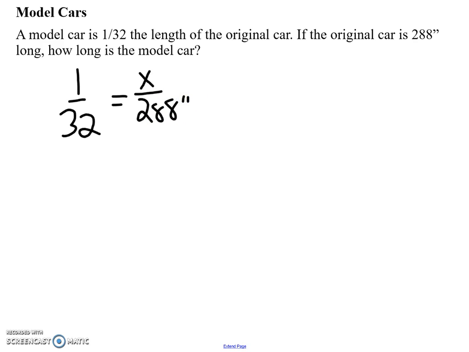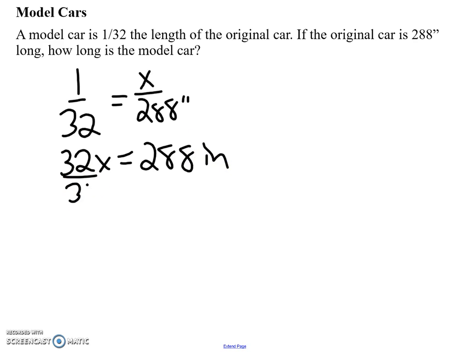So when I cross multiply, I get 32x equals 288 inches. So when I divide both sides by 32, x would be 9 inches long.